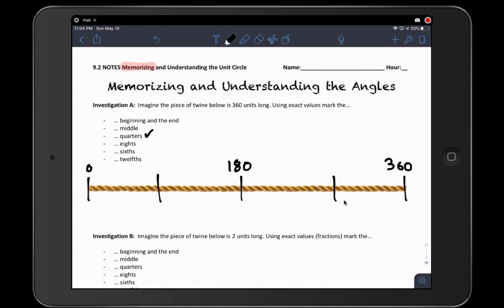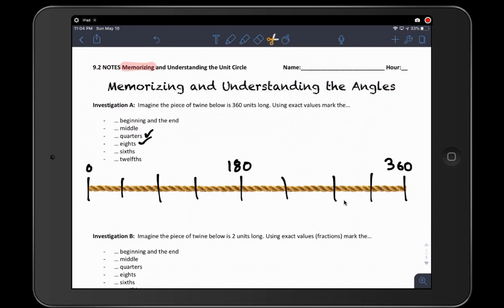Now I'm going to let you guys try this on your own. I'll pause and then come back. But quarters, remember, you just divide by 4 and then add those values in. And then I want you to do eighths as well. So eighths are halfway in between the quarters, right?